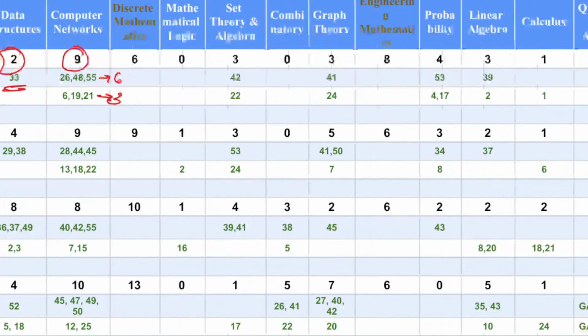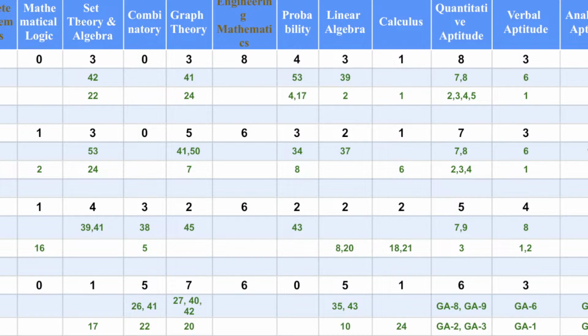Now if we discuss the remaining one, which is discrete maths. Discrete maths came for 6 marks. The question is not confirmed here. If we talk about mathematical logic, no questions came from that. If we talk about set theory and algebra, a 3 mark question came. After that, combinatorics, 0. Graph theory also covered 3 marks, and questions 41 and 24 came from that.